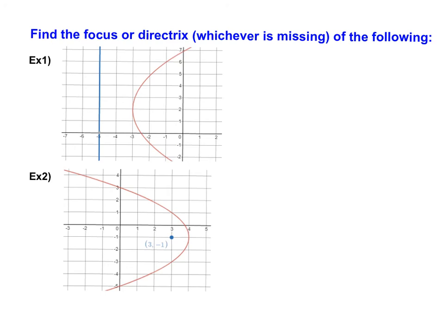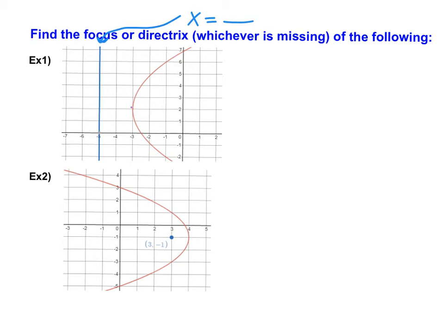Now the nice thing about horizontal and vertical parabolas is that the directrix and the focus pretty much work the same way. The only difference here is that when we have a horizontal parabola, our directrix is now going to be a vertical line, so it'll be x equals some number, and our focus is going to be to the right or to the left of our vertex. So what we're going to do for each of these examples is look at the information provided and find the missing focus or directrix.